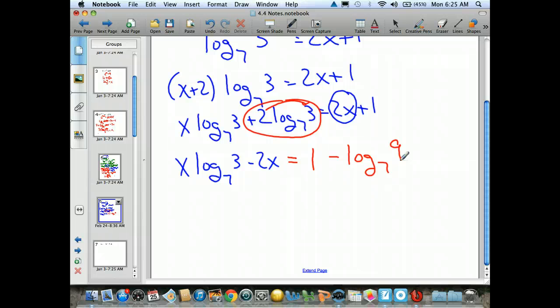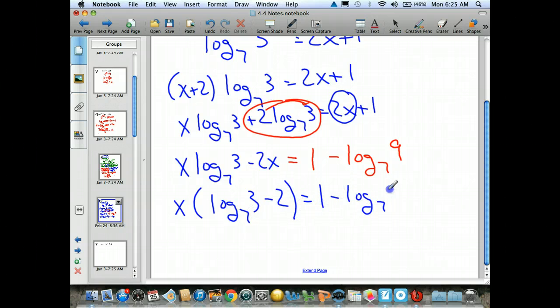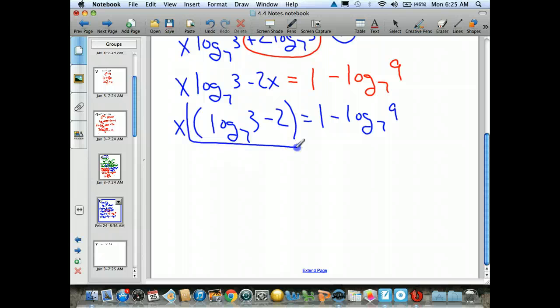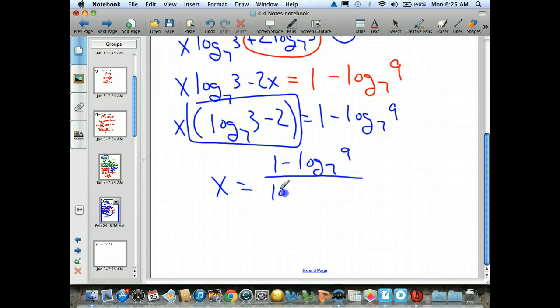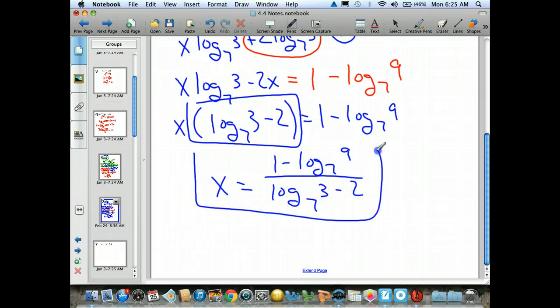It just cleans the equation up a little bit, and in the end, when I'm ready to check this, it's easier to type in instead of the alternate way of expressing that. So on my left-hand side, once again, I'm going to factor out the x, and I'm left with log base 7 of 3 minus 2 equals 1 minus log base 7 of 9. And then all I have to do is divide off this part here to solve for x, and I have x equal 1 minus log base 7 of 9 over log base 7 of 3 minus 2. And that is my solution to this.